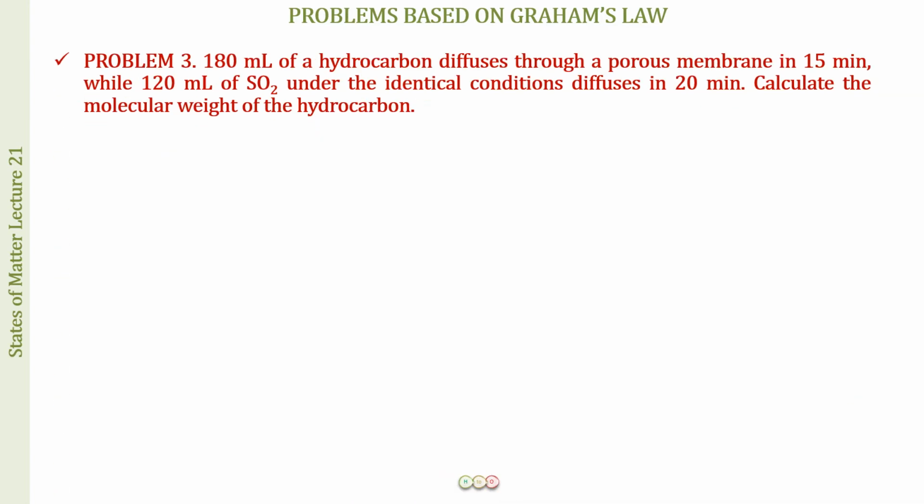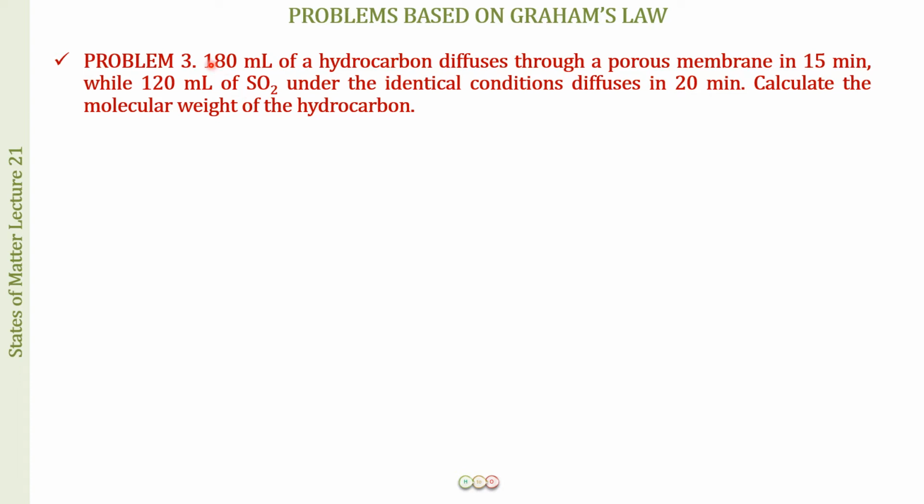So the third question is: 180 ml of a hydrocarbon diffuses through a porous membrane in 15 minutes, while 120 ml of sulfur dioxide under identical conditions diffuses in 20 minutes. Calculate the molecular weight of the hydrocarbon. Now what is given to us over here? We are given a gas which is a hydrocarbon and another gas which is sulfur dioxide.